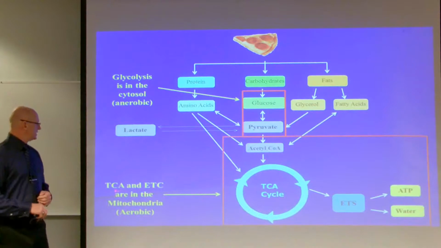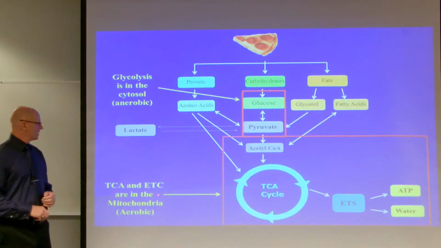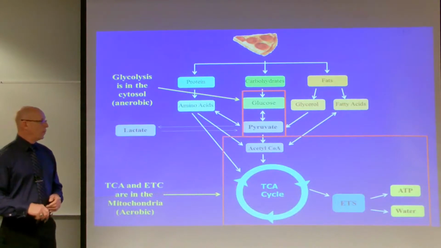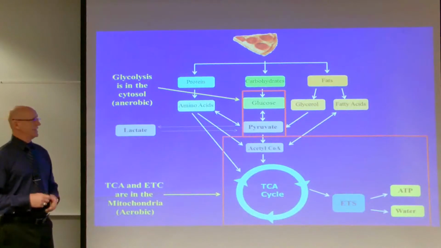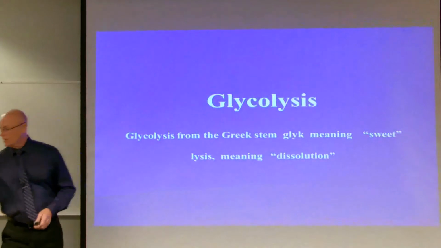So again, the tricarboxylic acid cycle and the electron transport chain is in the mitochondria, and that's aerobic, that is with oxygen. And the glycolysis is in the cytosol, and that is without oxygen. Okay, glycolysis.